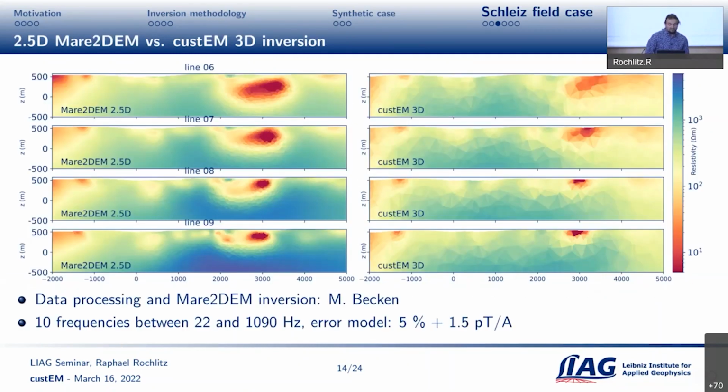And this is the inversion result below all the 4 flight lines. To compare and validate my 3D solution, we use the MARE2DEM code, so again 2.5D inversions of each flight line separately. And in custEM, we have the full 3D inversion of all lines together, but we look at them one after each other. And line 6, I will go back.